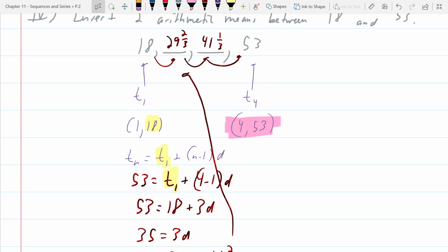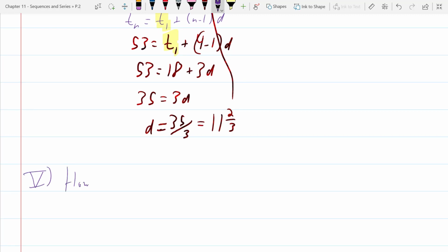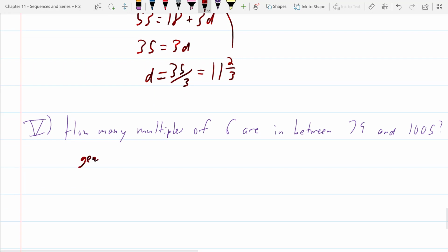Okay, last question. Number 5. How many multiples of 6 are in between 79 and 1005? Well, we're going to do this by generating a sequence of multiples of 6.